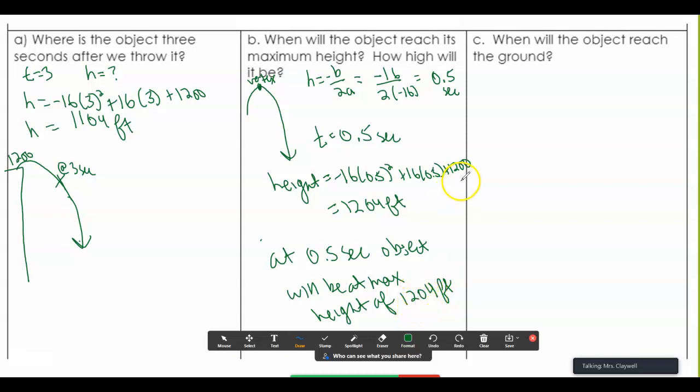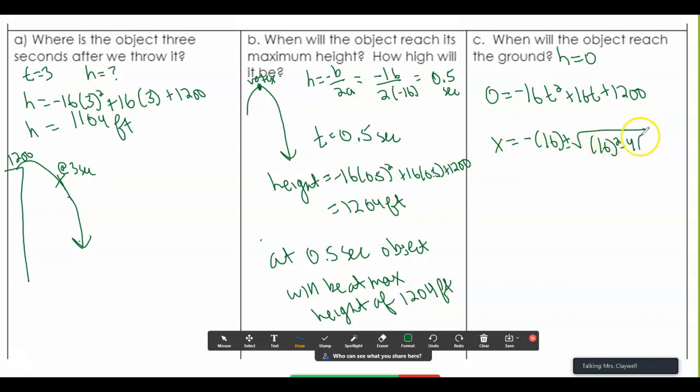The last question in our notes is when will the object reach the ground? So this is when my height equals 0. So I'm going to take my original equation and set it equal to 0. This is standard form now, so I can use this to find what t value makes my height equal 0. So I'd use the quadratic formula. x equals negative b plus or minus the square root of b squared minus 4ac, all over 2a.